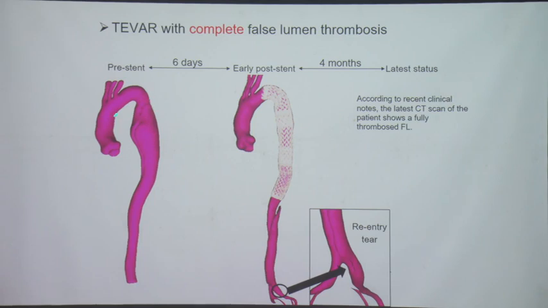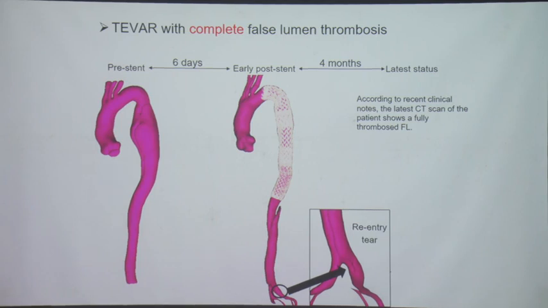This is the pre-stenting geometry. You can see the tear here, and you can see a very large false lumen. After the procedure for the same patient, after the stent is put in, you can see that the geometry is fairly normalized, at least in the descending aorta over here, even though if you look at the distal region, there is still a small part of the false lumen remaining.